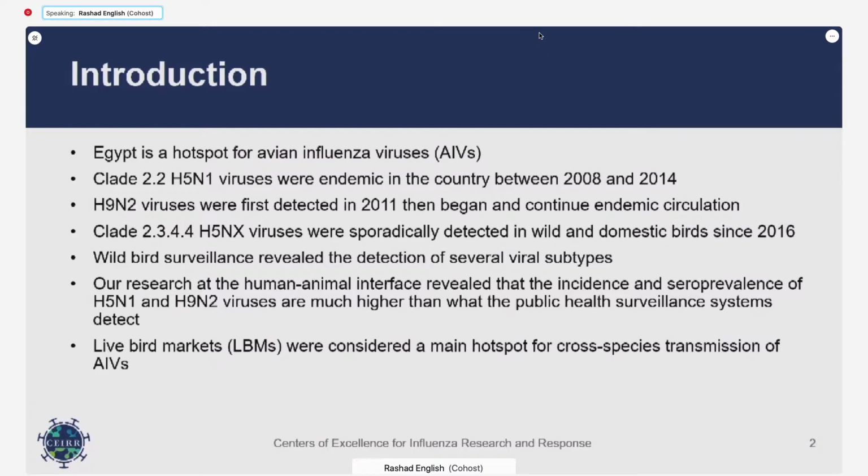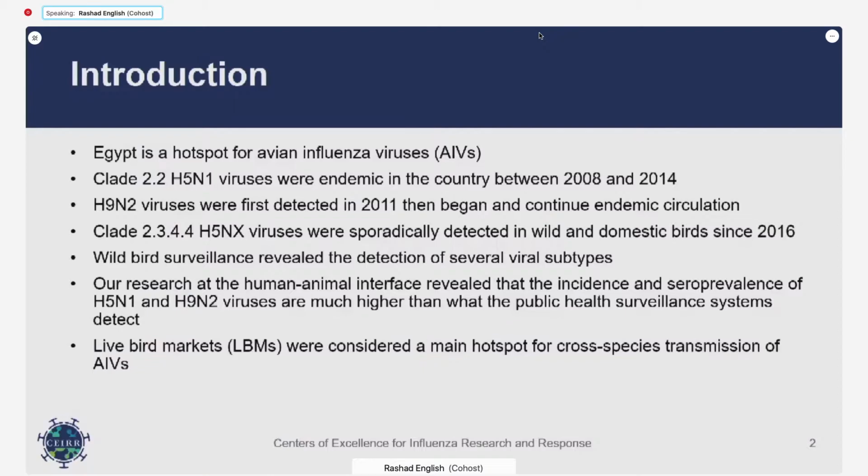So we started working there in 2008, right at the time when H5N1 clade 2.2 viruses were taking hold in the poultry populations over there and becoming pretty much enzootic. And we monitored these viruses between 2008 and 2014, when they really got hold, causing a lot of outbreaks in the chickens and also a lot of human cases.